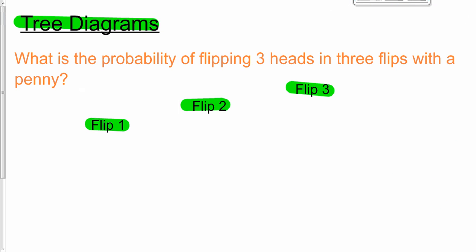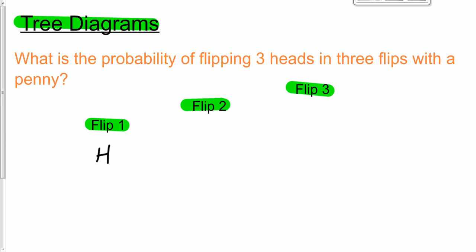Sometimes a tree diagram may be helpful, especially when you're looking for the sample space. So here's an example of this. What is the probability of flipping 3 heads in 3 flips with a penny? All right, so this just helps organize things. So if you've got a penny that you're going to flip 3 times, what's going to happen on the first flip? Well, you can either get heads or tails.